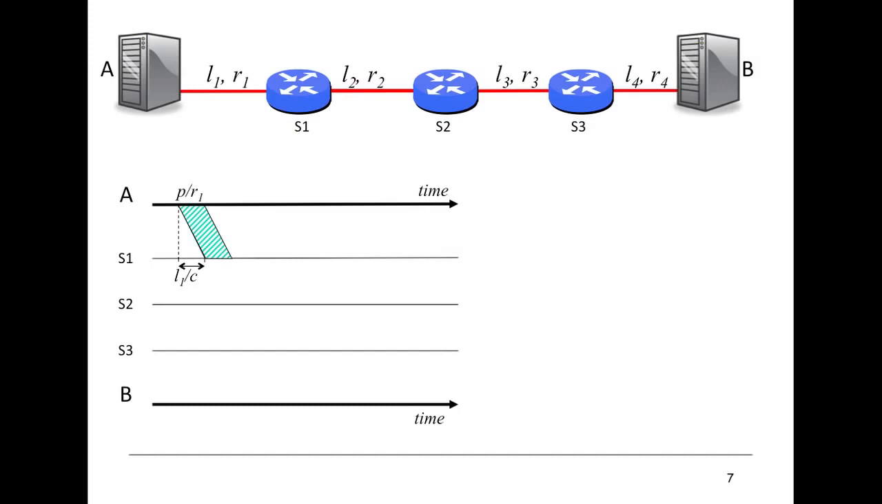After we sent the first bit, it's going to take P over R1 seconds until we can put the last bit of the packet onto the link. So after P over R1, we've put the last bit onto the link, and at time L1 over C plus P over R1, that last bit will arrive at switch S1. By this point, the entire packet has arrived at S1.